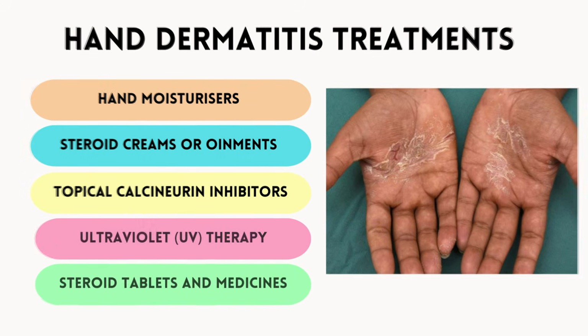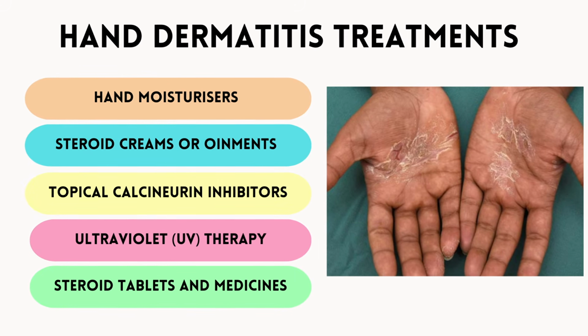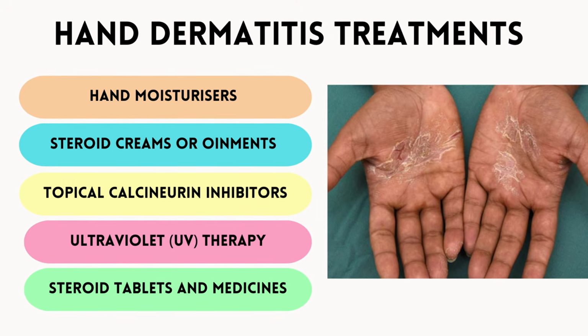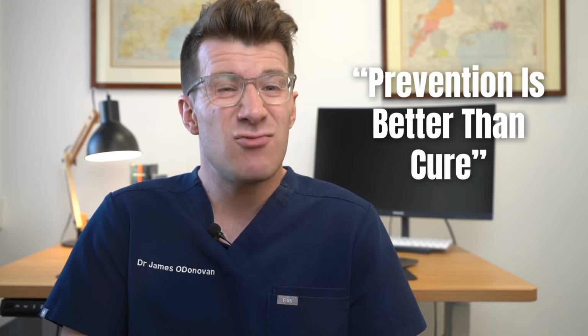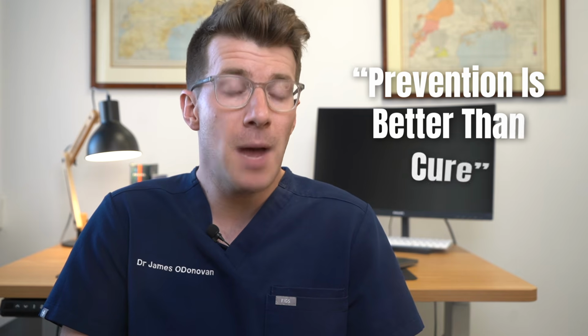Now, there are other forms of treatment for severe cases of hand dermatitis, and these are things like ultraviolet or UV therapy, steroid tablets, as well as medicines that suppress your body's own immune system, but these are usually only reserved for cases where all other treatment options have failed. Now, in many cases, the old adage of prevention is better than cure is really true for hand dermatitis. You might be able to prevent hand dermatitis in the first place, by doing things like wearing gloves when you're in contact with harmful chemicals or in situations that need frequent hand washing.